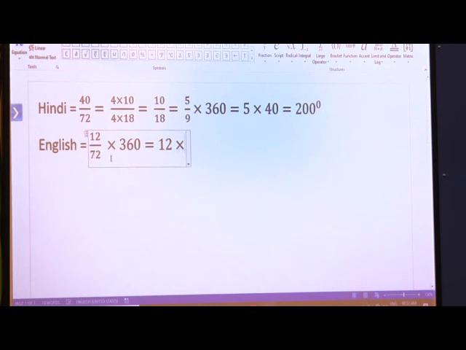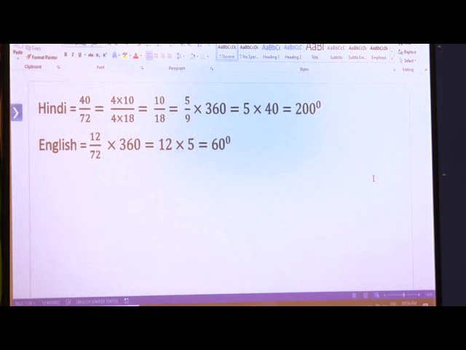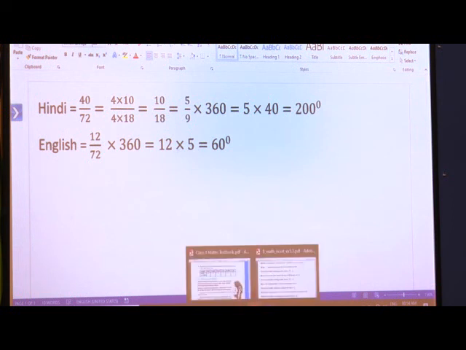You do one simple thing, multiply 72 by 5. 5 2s are 10, carry 1, 7 5s are 35 plus 1 is 36, so 72 5s is 360. I will repeat it, 72 5s is 360, which means this will become 60 degrees. I hope you are understanding this. This can be much better. Very quickly we can do this calculation.